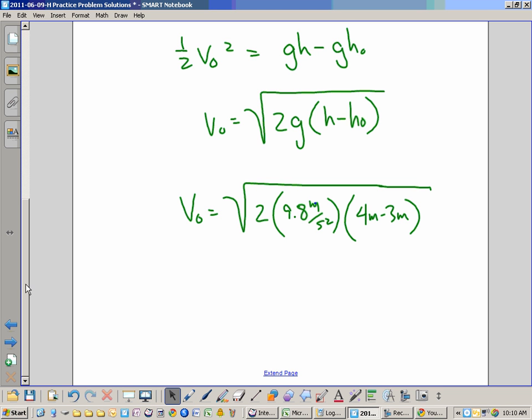Dimensionally, it's good to go. All right, so now V naught has got to be equal to the square root of 19.6. 4.42. Sounds good to me. Let's go with 4.4 meters per second.